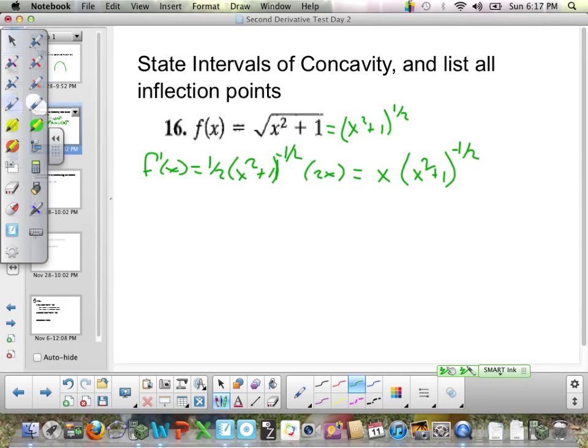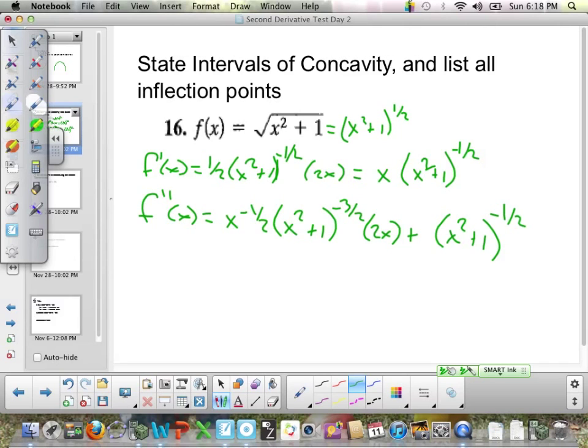All right? And then we'll take the derivative of that. And that is a product rule because there's a multiplication of functions there. The first function times the derivative of the second. So that'll be negative 1/2 times x squared plus 1 to the negative 3/2 times 2x plus the second function times the derivative of the first. The first function is x, its derivative is 1. So the x squared plus 1 to the negative 1/2.